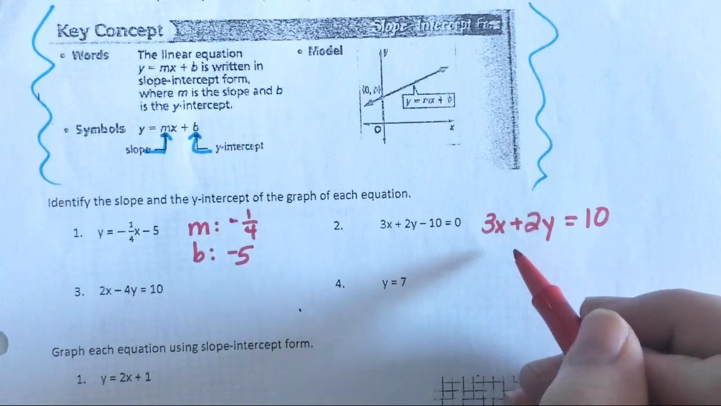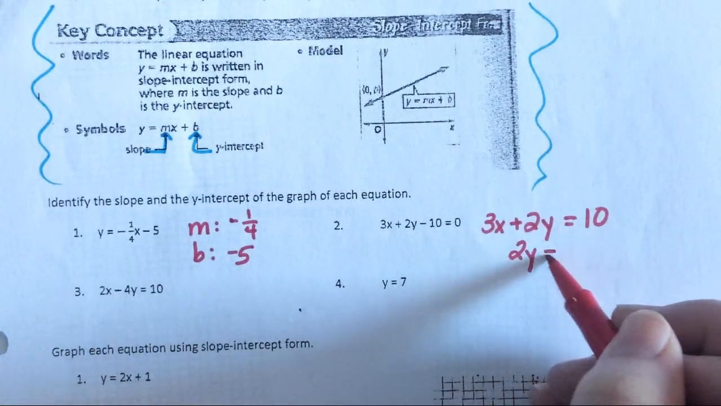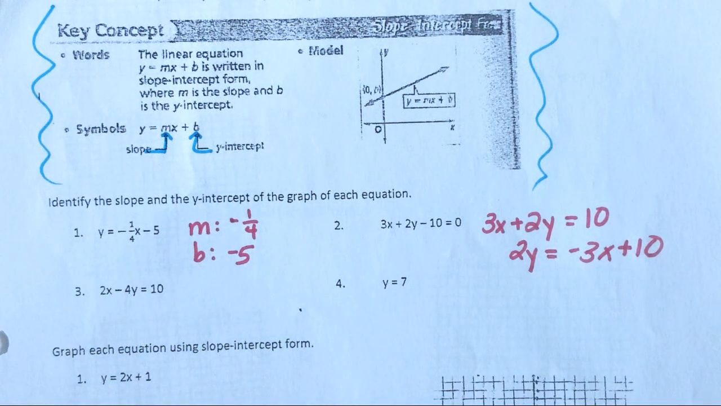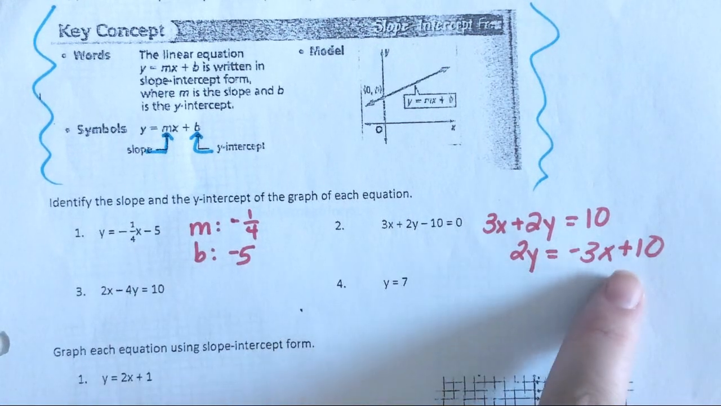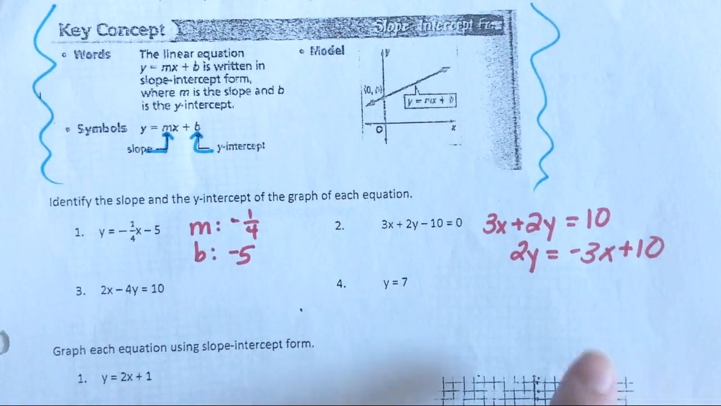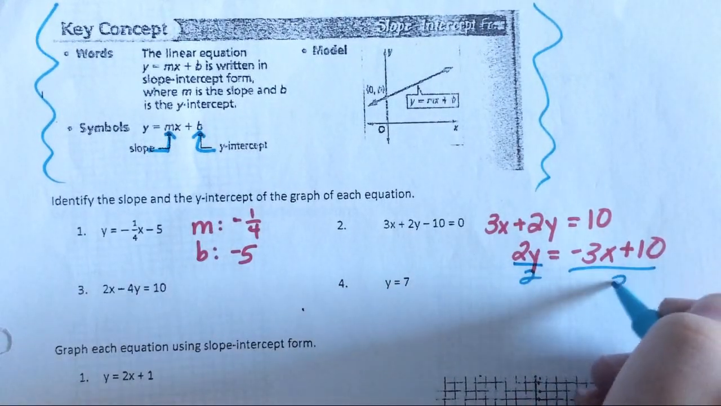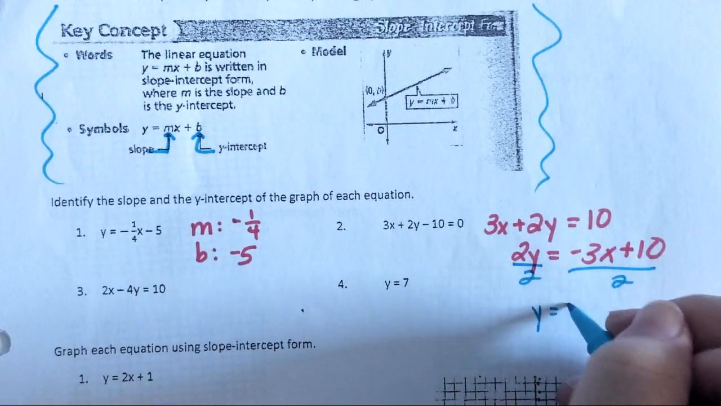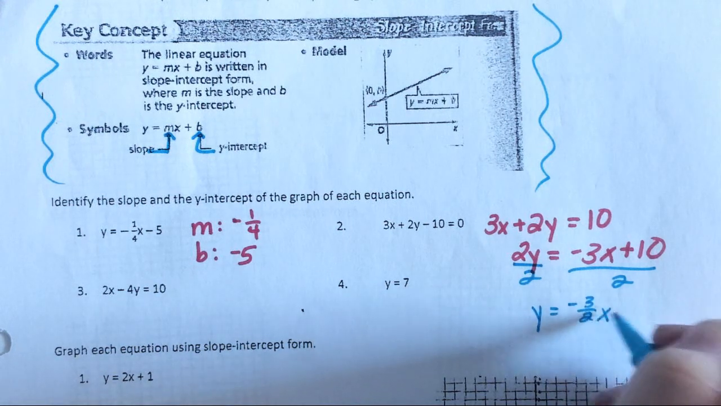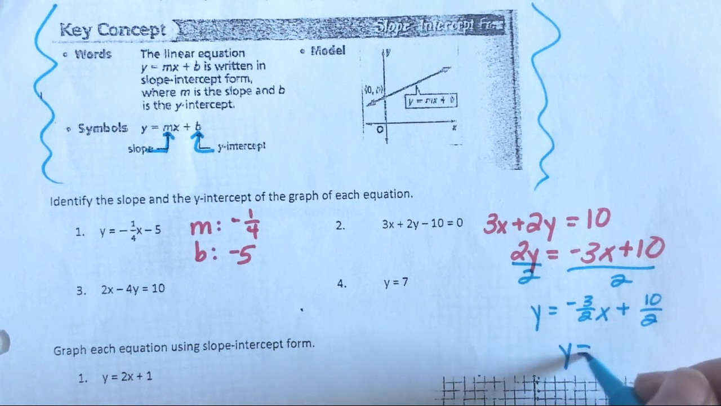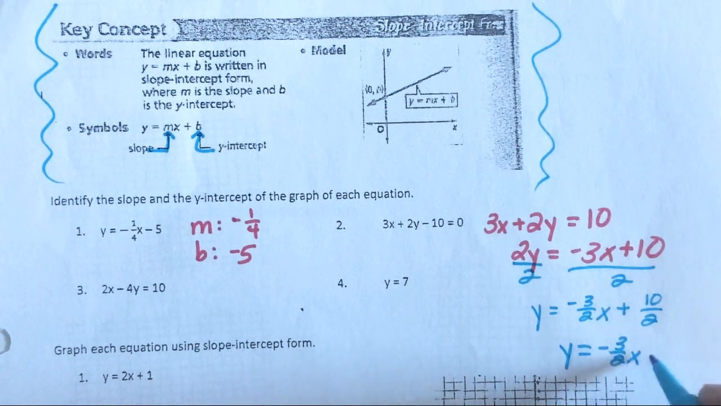Okay, I need to move the 3x over, so I'll have 2y equals negative 3x plus 10. I had to subtract 3x from both sides because I need it to be y equals mx plus b, so everything else except the y has to be on the right side. What is bothering the y currently? The 2. We've got to get rid of the 2. Let's divide everybody by 2. And we'll have y equals negative 3/2 x plus 10 over 2, but that reduces to 5. So it's y equals negative 3/2 x plus 5.